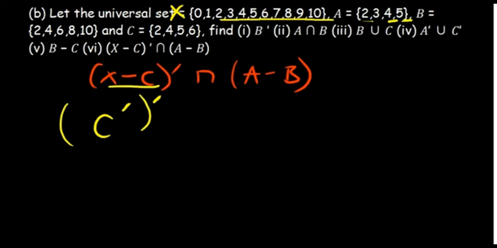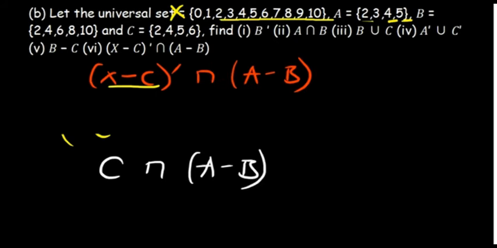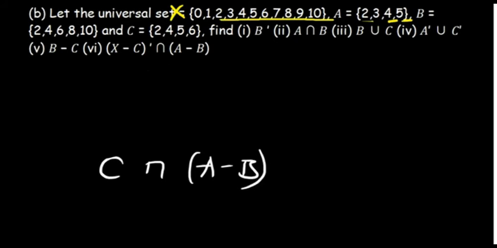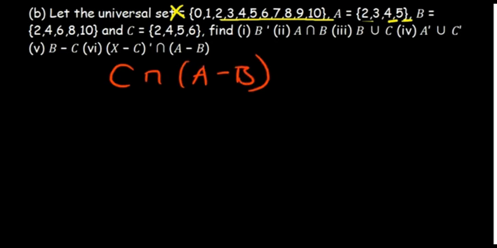So this turns out to be just what? Our c being intersected with a minus b. So at that point it becomes easier to simplify, because all you have is just c being intersected with what? With a minus b. So what is our a minus b? A minus b requires you to exclude all the members that are part of b from a.